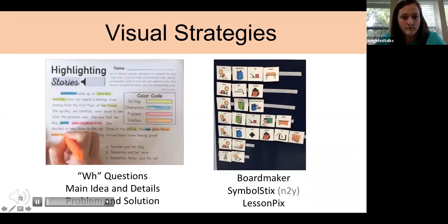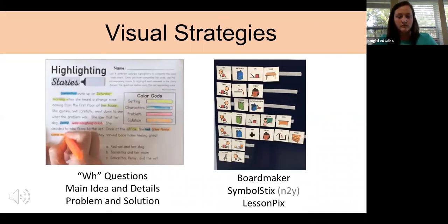Visual strategies can truly be adapted to meet the needs of the individual learner. So you'll see on the left, the color code highlighting strategy. They're finding WH questions, they're answering them, they're doing main idea and details, problem and solution, and they are highlighting all of this almost like a word search, but in their story. So that's a visual strategy because we're using some kind of color coding, and it helps the learner to really focus on those main points.